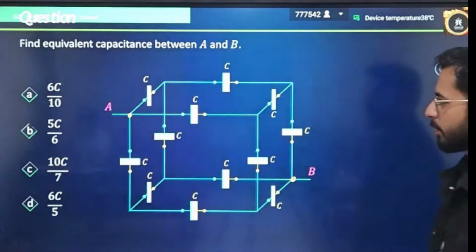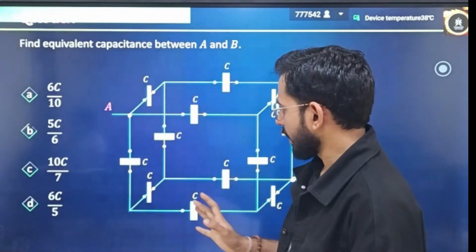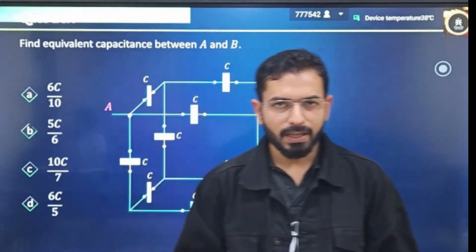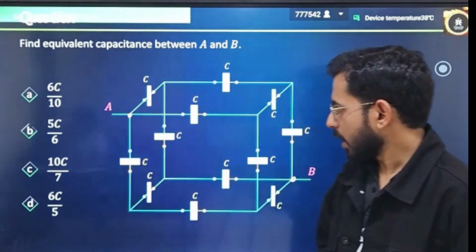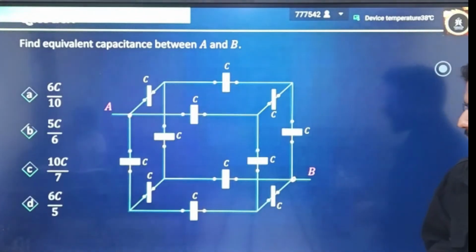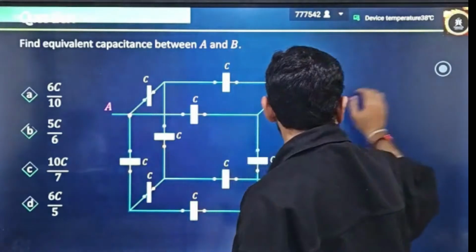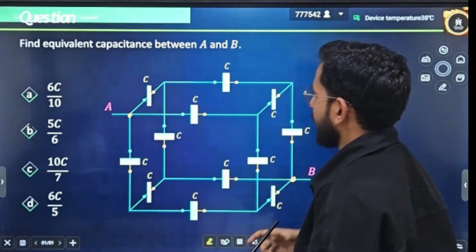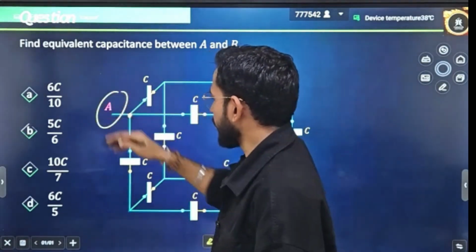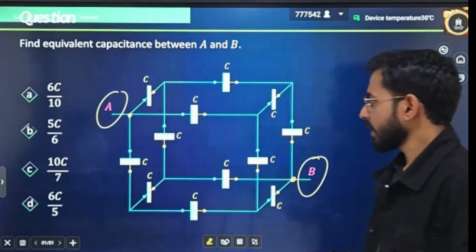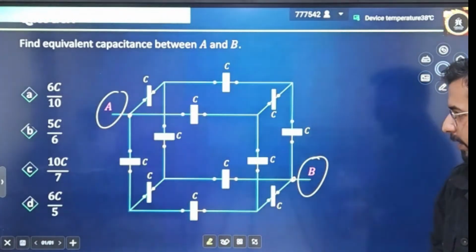This is also an important question. A very weird looking kind of circuit, a cubical circuit. It is also given in NCERT. How will you calculate the net capacitance between two points? This is point A. The question is to find the equivalent capacitance between point A and point B.